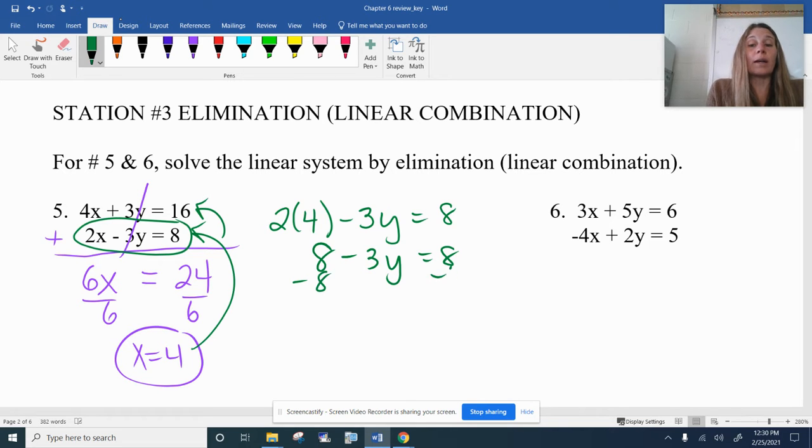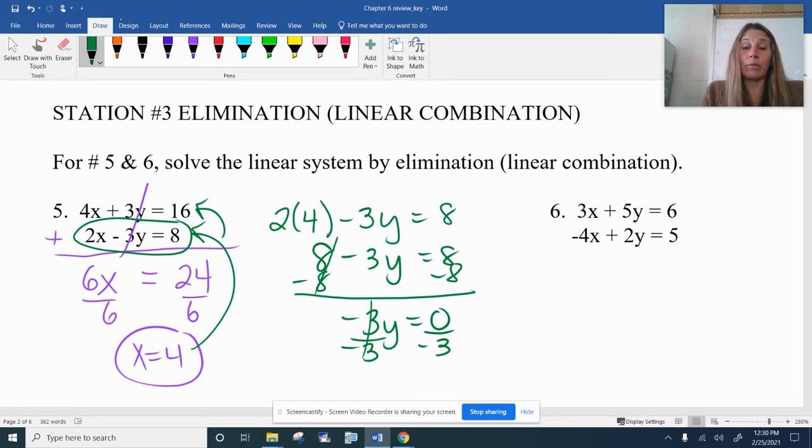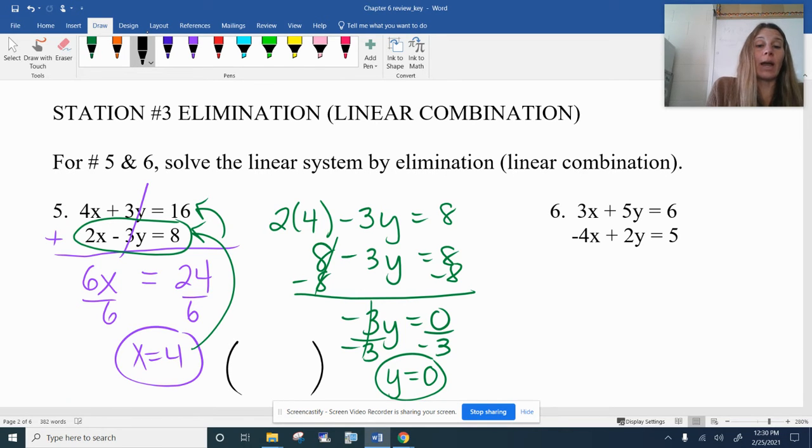I'm going to subtract that from both sides of my equation. Negative 3y equals 0. And then don't think this is no solution because we're just dividing both sides by negative 3. And 0 can be divided by anything, and it just equals 0. So then our solution here, our x and our y ordered pair, is 4, 0.